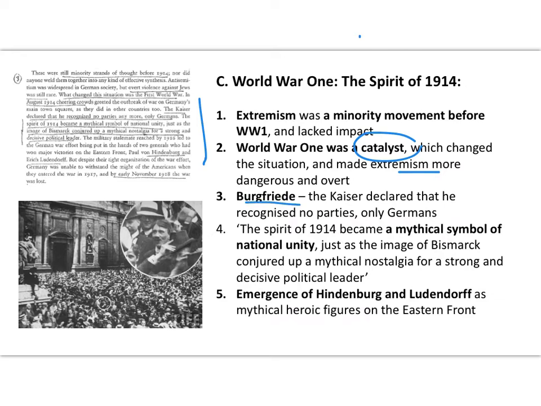We know about the Burgfrieden, the myth of the unity, the Kaiser declaring he recognised no parties, only Germans, and that mythical symbol of national unity, the spirit of 1914 that so motivated Hitler. And the emergence of Hindenburg and Ludendorff as mythical heroic figures. And of course, as I said, it was the greatest moment in Hitler's life. He stood in that crowd, and no matter what social class, working class or middle class or upper class, he looked around and said, war has brought us all together. It has overcome those class divisions.